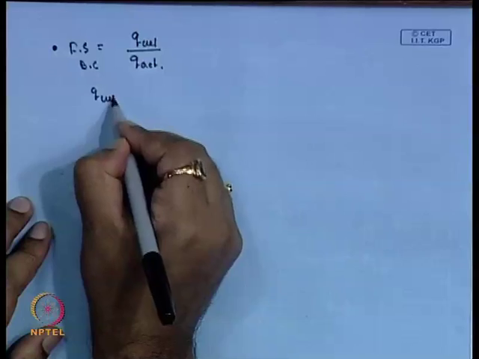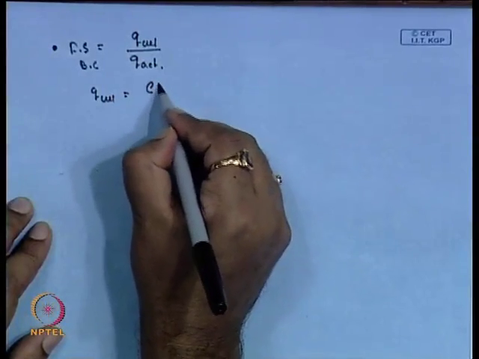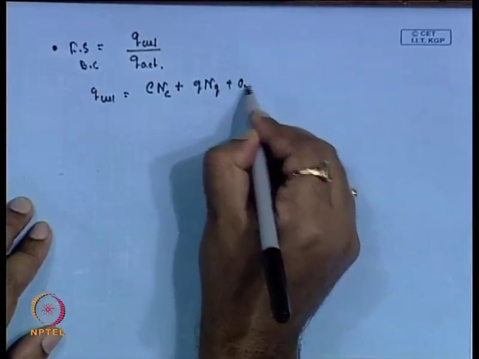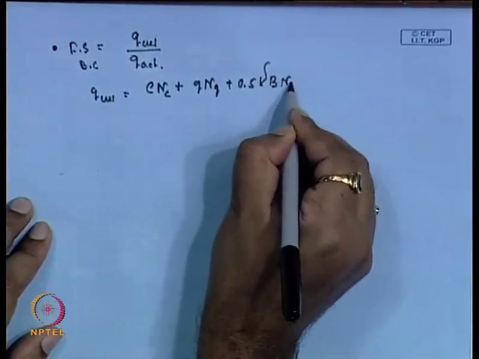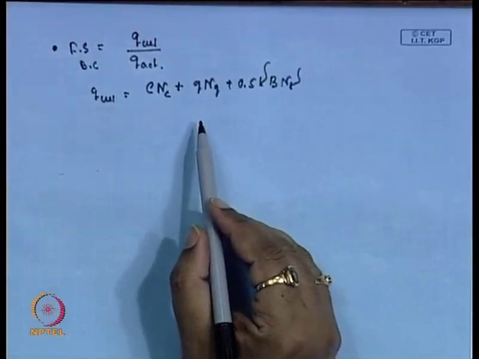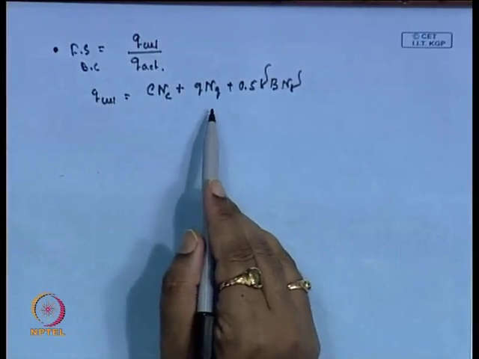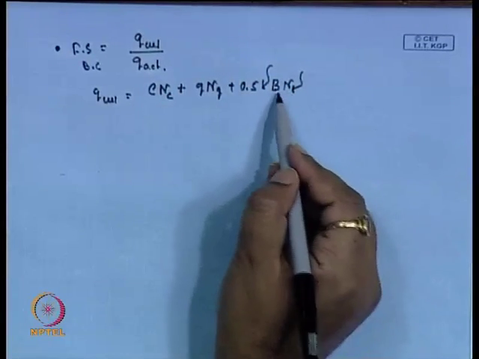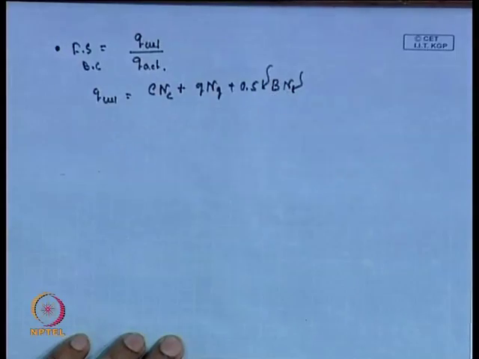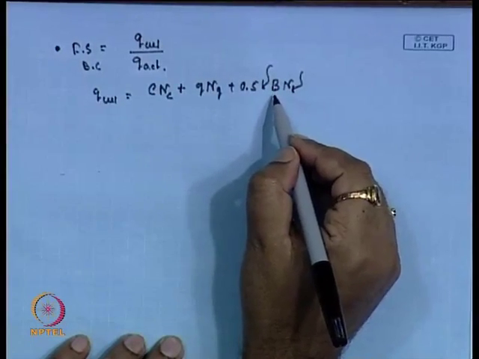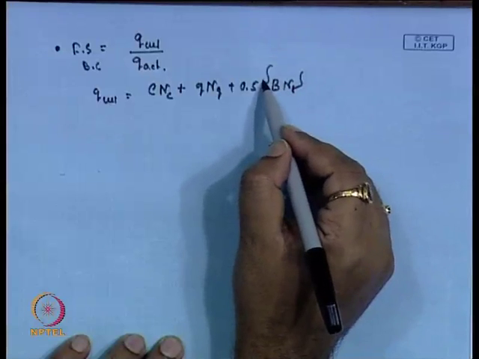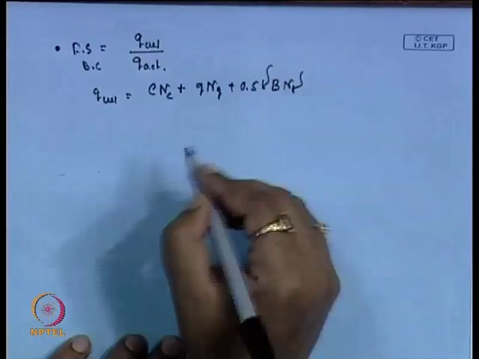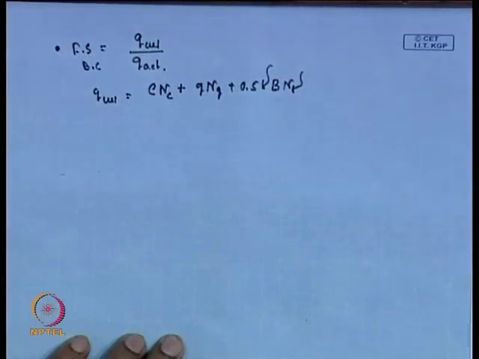So, Q ultimate will be C N_c, we can consider, plus q N_q plus 0.5 gamma B N_gamma. So, those properties you have to consider for the foundation soil. Based on the foundation soil phi, we have to calculate N_c, N_q, N_gamma, and B is the width of the foundation, we will consider the length of the reinforcement as the width of the foundation B. And gamma, we will consider the gamma of the foundation soil.